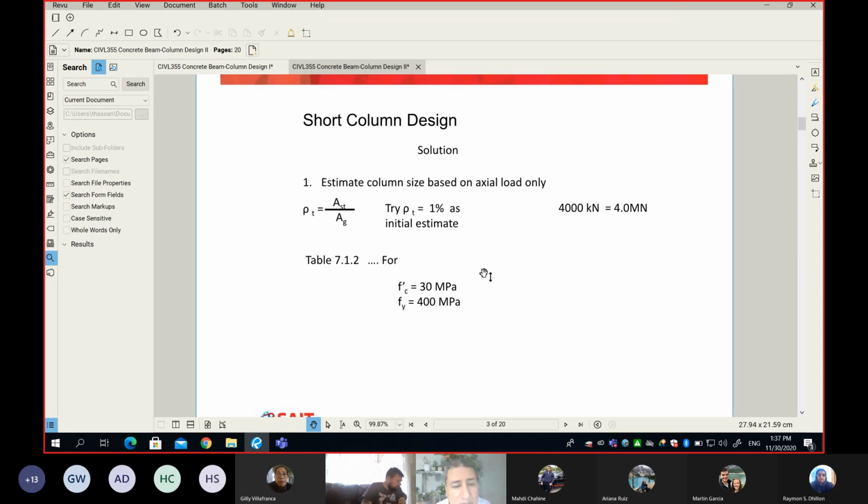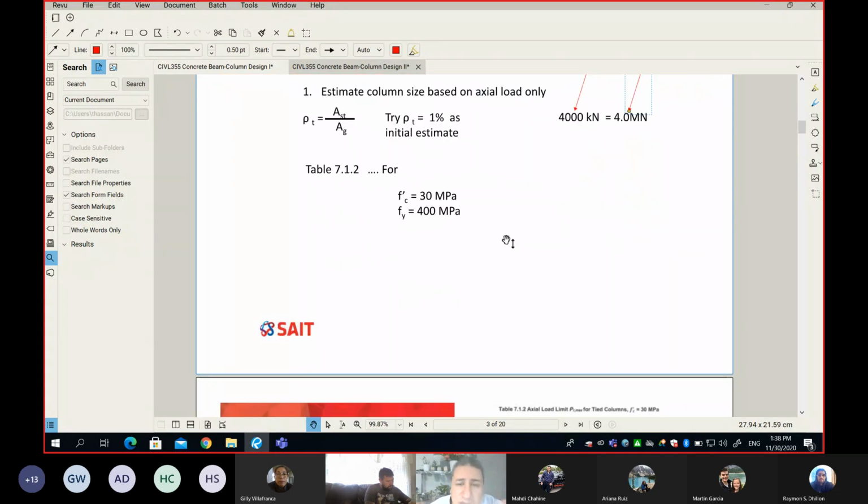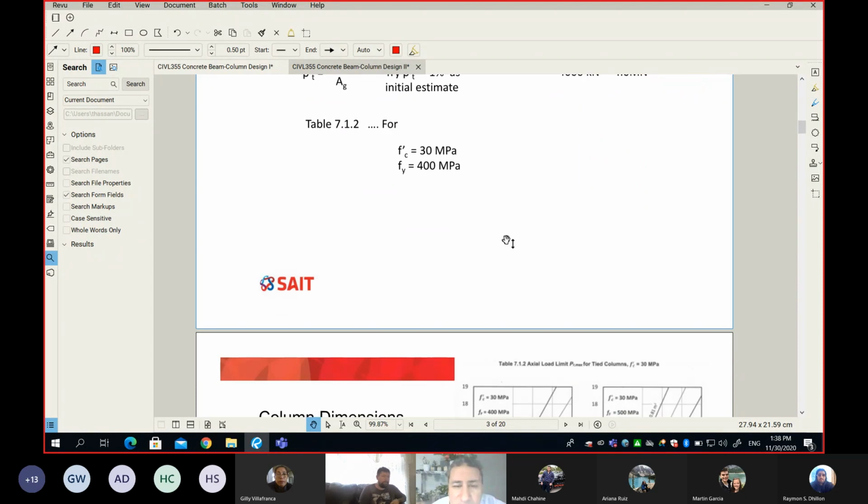The approximate size, how can we do that? We use a design aid. So the design aid needs only one thing from you, which is what is your axial force. So the axial force here is 4,000. The only thing is the chart needs the force in meganewton. And that's why a 4,000 kilonewton is 4 meganewton. Okay? Remember, we have so many of them. And that's why, please be careful.